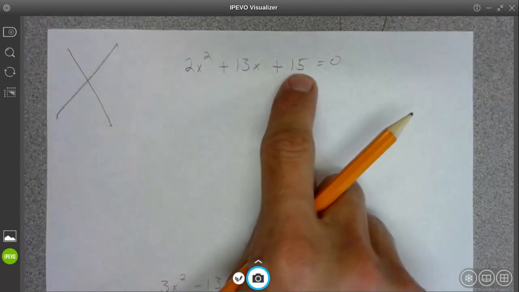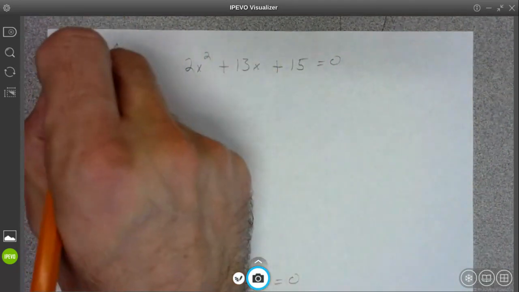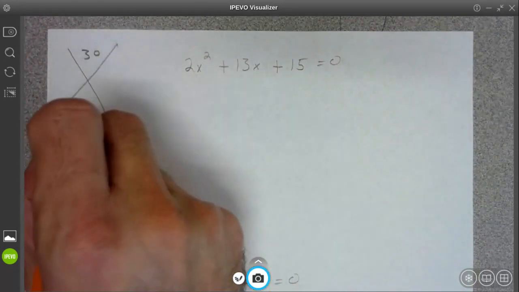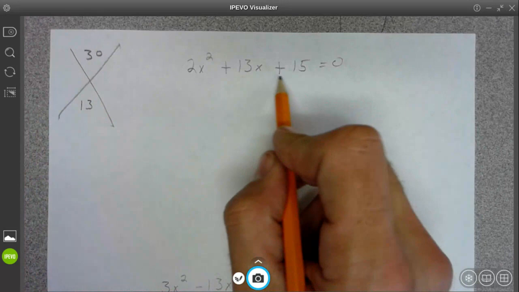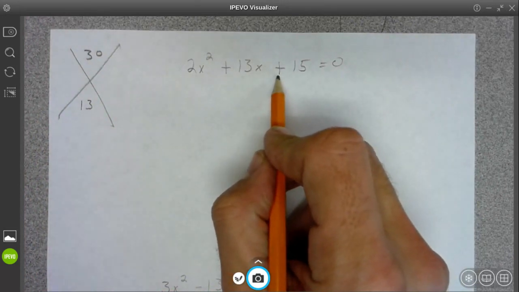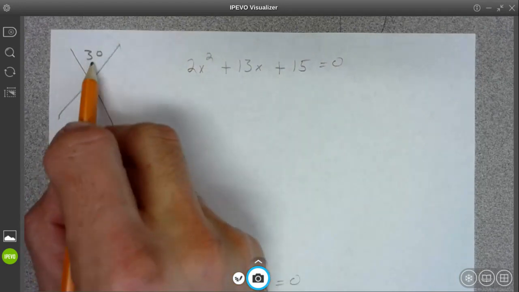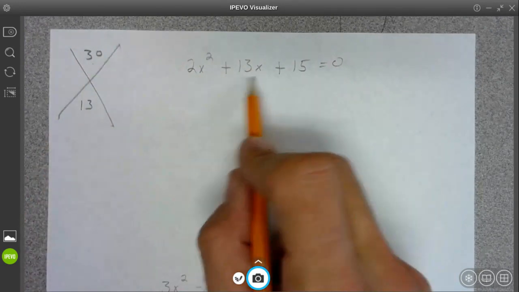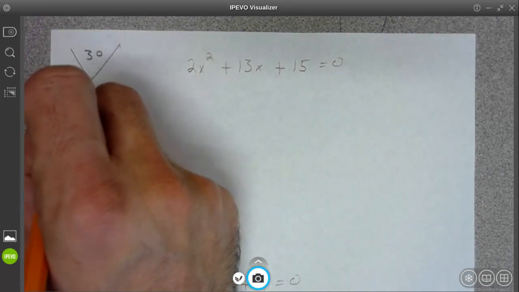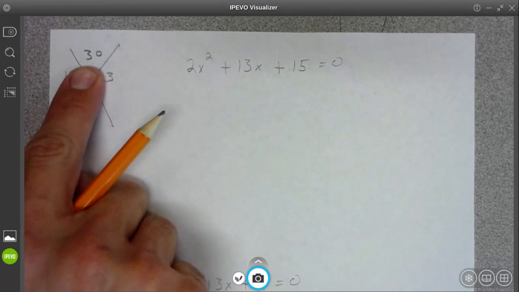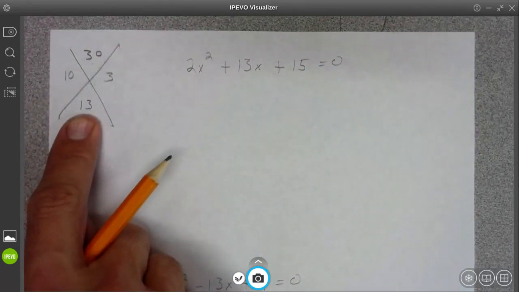Anyway, so I'm going to factor this. A times C is 2 times 15. That's equal to 30. And the B term is positive 13. Because this is positive, I need two numbers that will multiply to 30, and they have to add up to give you 13. So that is 10 and 3. They multiply to give you the AC, and they add up to give you the B.